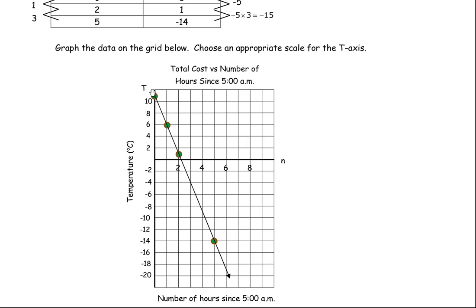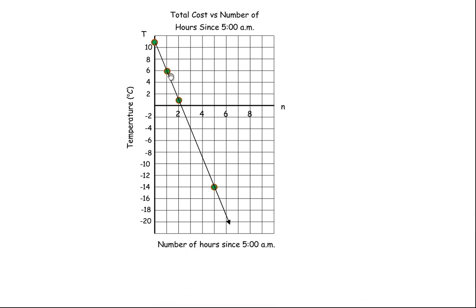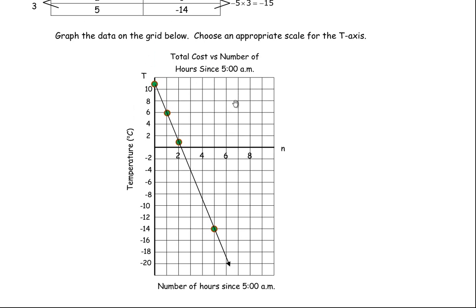So that's what the graph looks like, and I drew a line through it. You can see it's certainly a very linear relationship. And this point right here is an important point, the 11 degrees. That would be the fixed value or the initial temperature. So that's what the graph would look like of the relationship between temperature and time.